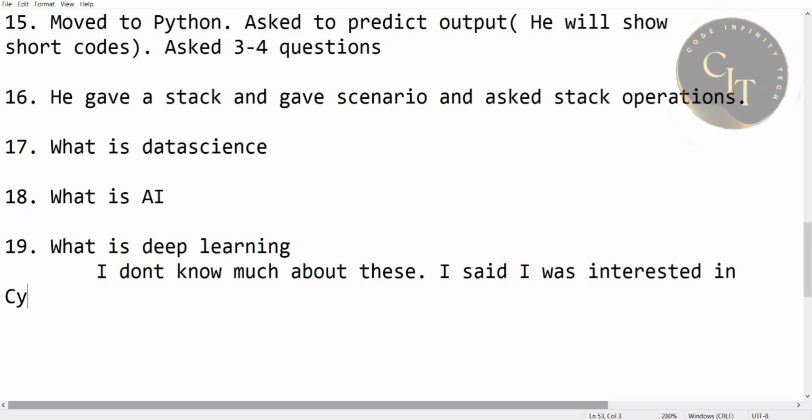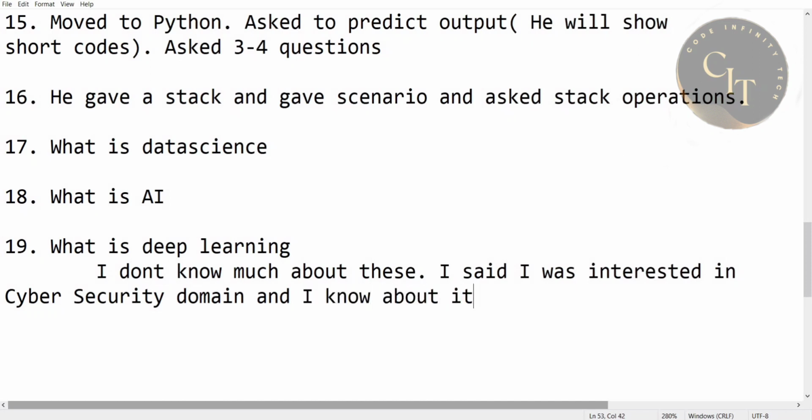Then he said that one should know each and every domain. I said I know the very basics of this, but I was very comfortable with cyber security. Whenever I said this, he again asked questions on cyber security itself. He told me to say what I have studied in cyber security, what I have learned till now, and to explain cyber security. I was confidently able to answer all those questions. Then he said, so good, you are actually good in the cyber security domain.